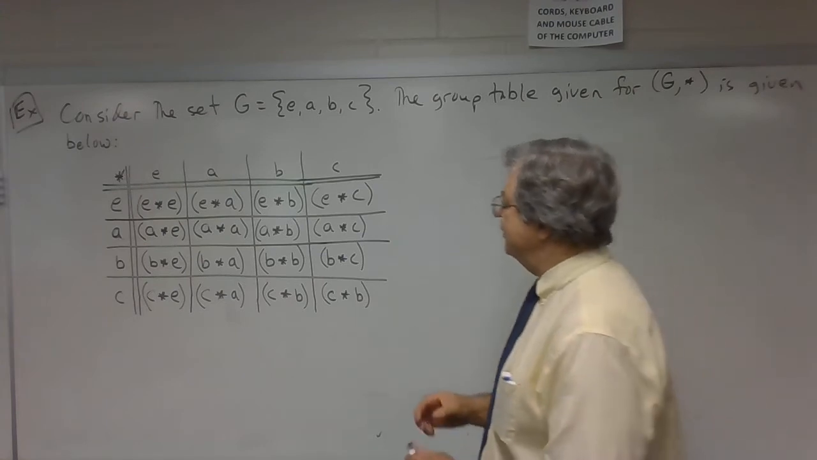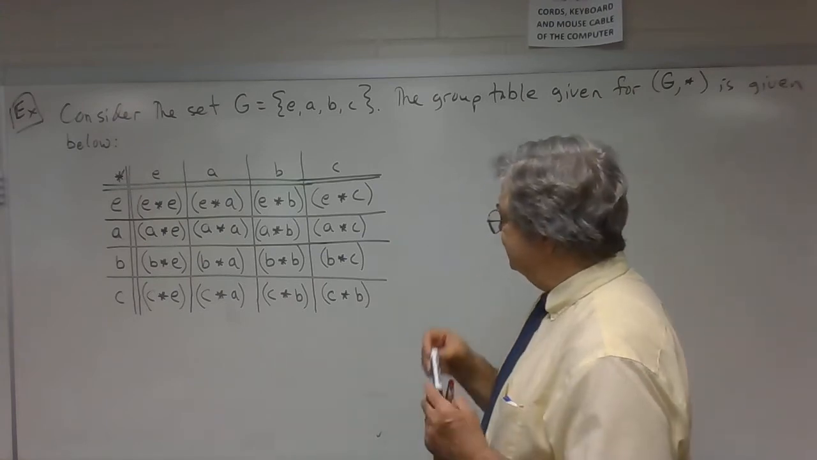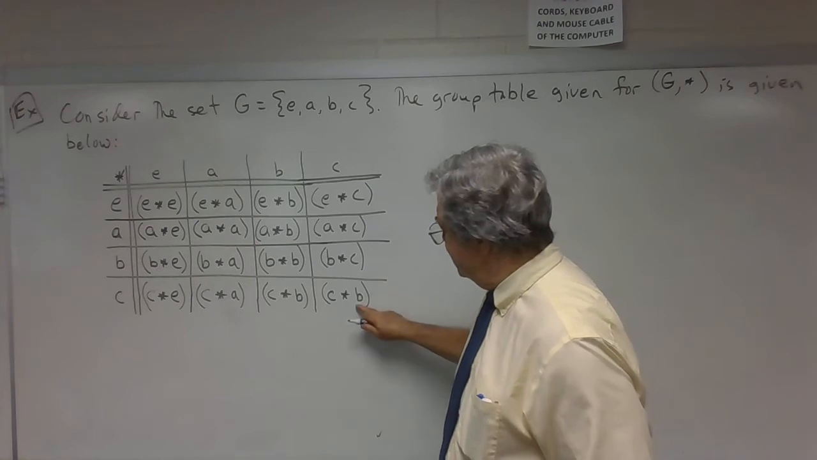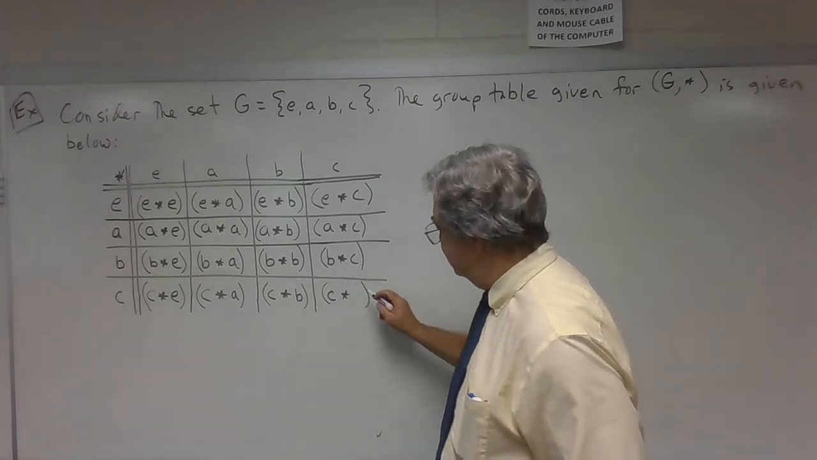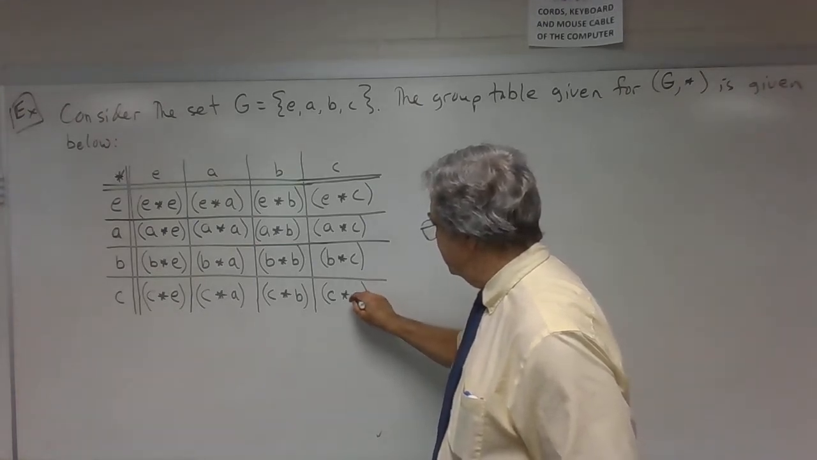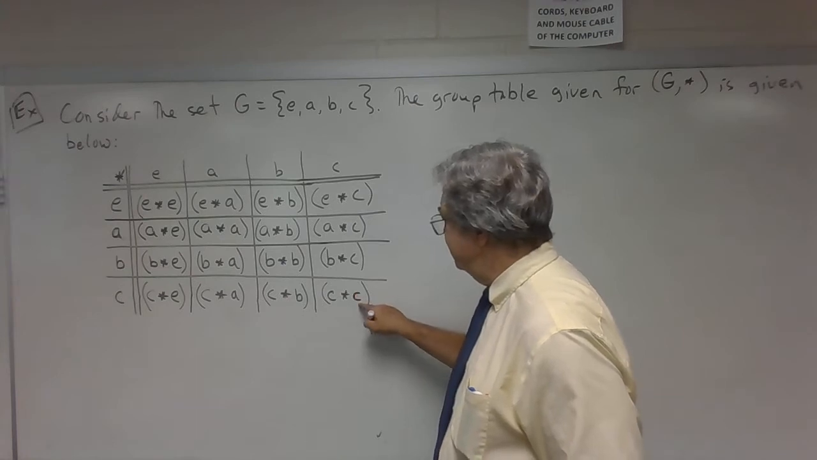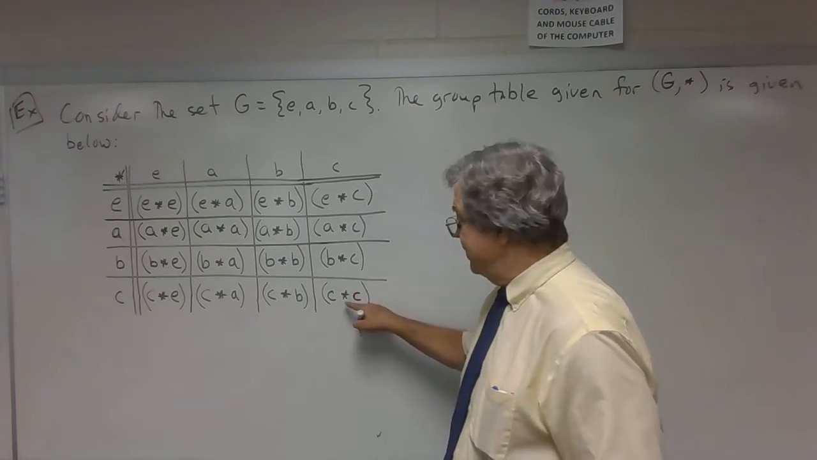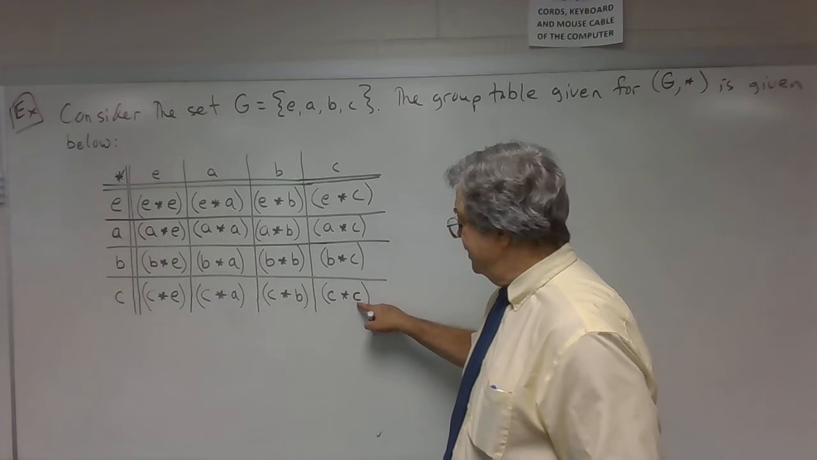Whoops, I don't like that. I must have been on autopilot when I wrote this, right? This is definitely not what I need here. This is the element C times C. Row C, column C.